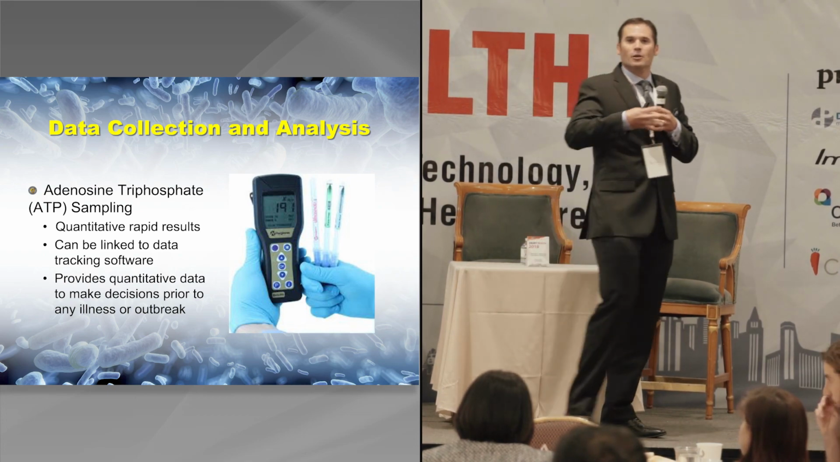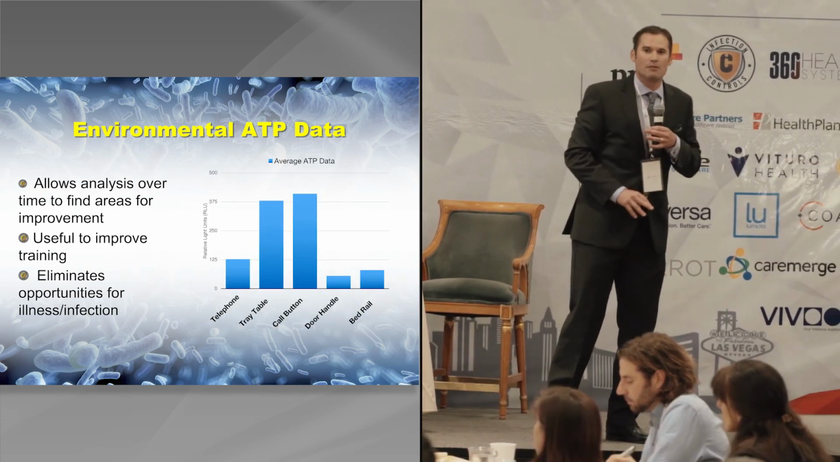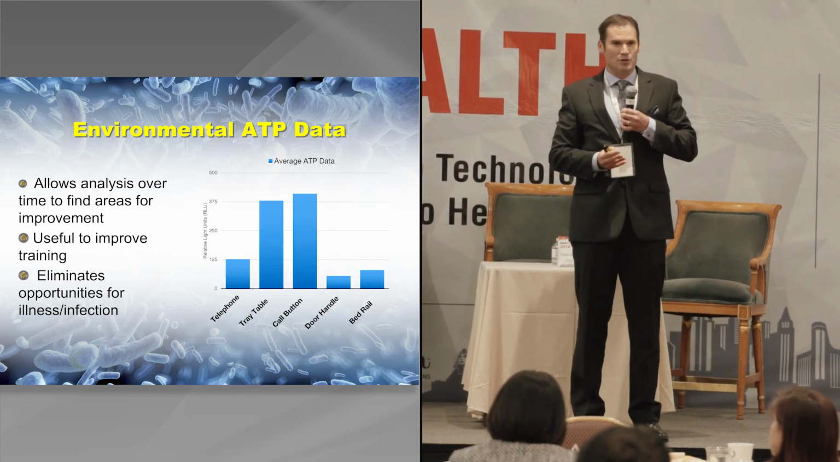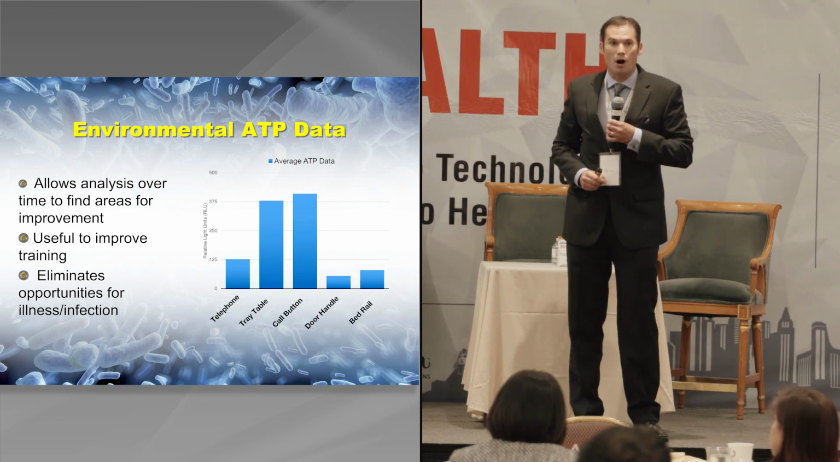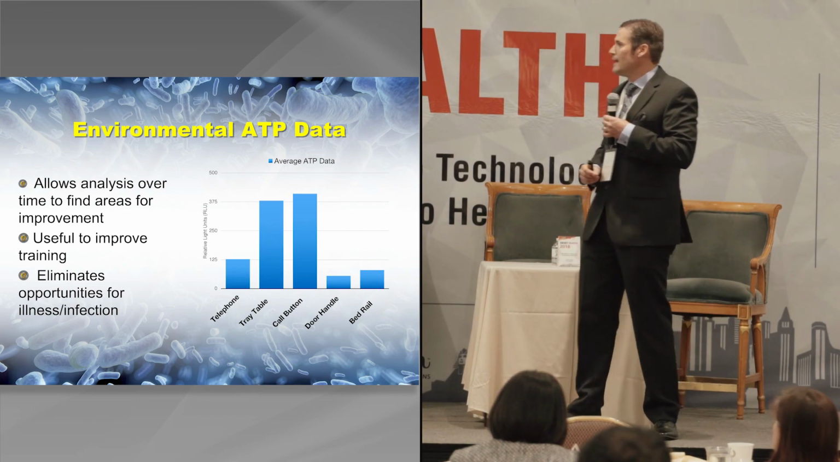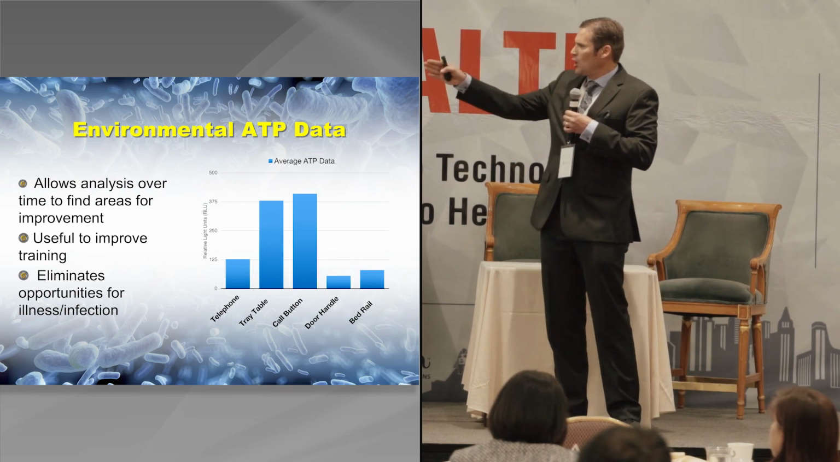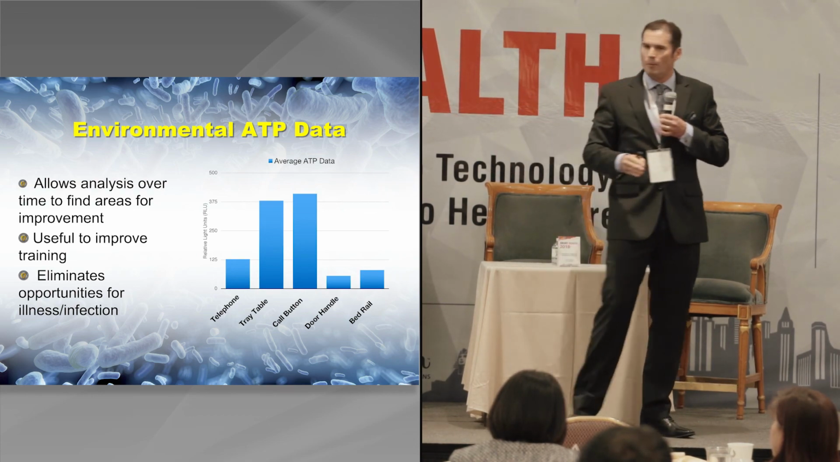And I did some examples here. One is looking at a room. Let's say we have EVS staff go into a room and we want to analyze and see how well they did, and do it very quickly. And so you can go through and swab with that ATP swab and look at, okay, what are those values? And so you can do a telephone, a tray table, a call button.